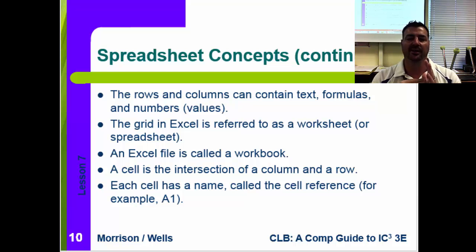So if I say go to cell A1, I'm sorry, 1 is going to be the row, A is going to be the column. Where they intersect, that's going to be cell A1. And for reference, that's how that works.